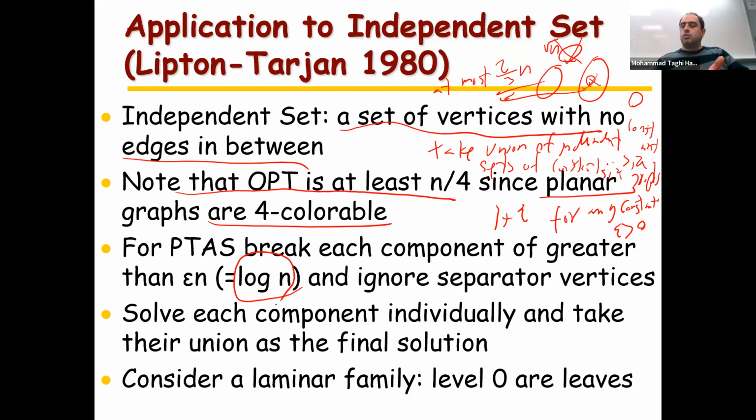How come? Just try all possibilities. There are log n vertices, so there are 2 to the log n subsets of the vertices. See which one is an independent set and take the maximum. So you will go up to when the size becomes log n. Then each of these components you solve individually and take the union of everything.